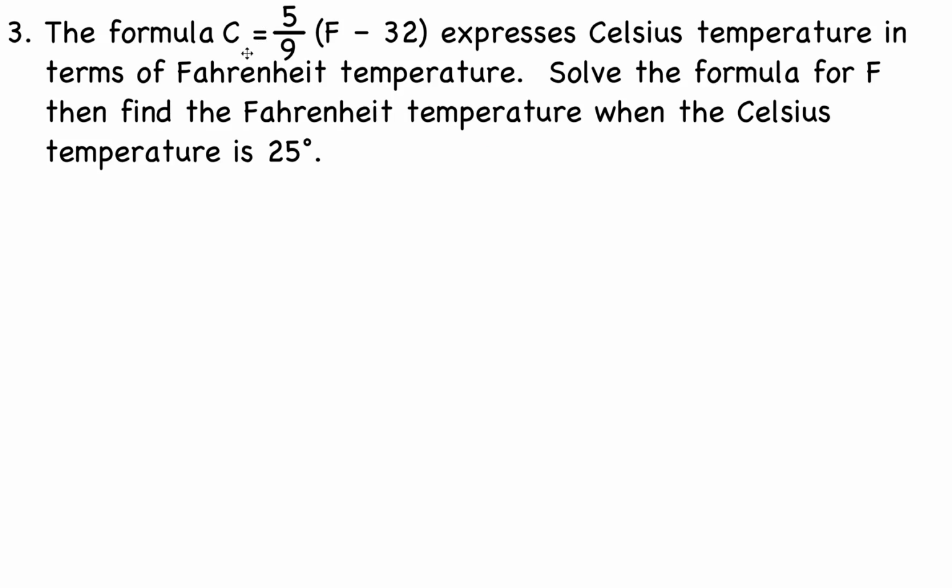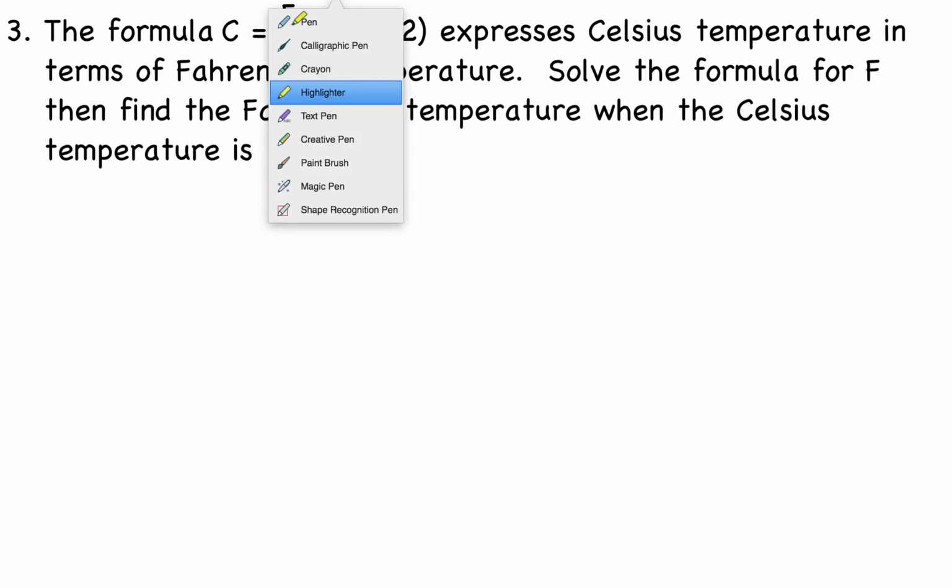This one says the formula C equals 5/9 (F minus 32) expresses Celsius temperature in terms of Fahrenheit temperature. Solve the formula for F, then find Fahrenheit temperature when Celsius temperature is 25. So we have a two-part problem here. First thing we want to do is get F alone, right? So let's go ahead and rewrite that equation.